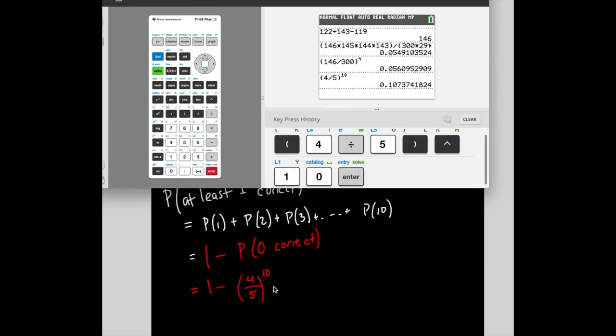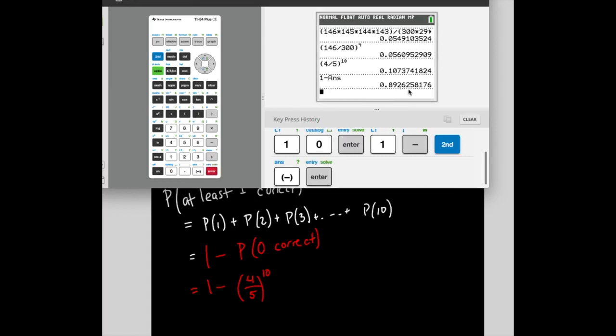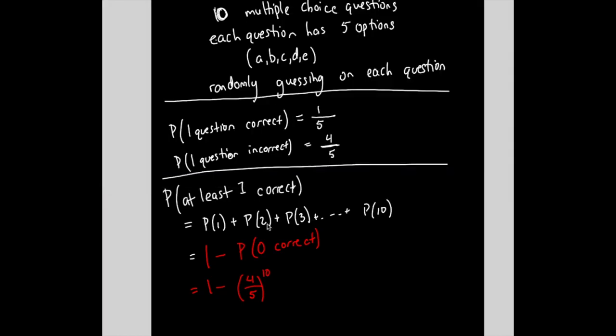And I want to subtract that from 1. 1 minus the last answer. On the calculator, you use second and the negative sign, and it's going to pull up my last answer. It's 89.3%. Okay, so this is approximately in percentage form. We'll say 0.893 or 89.3% chance.